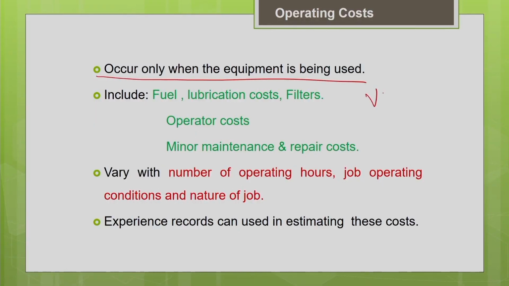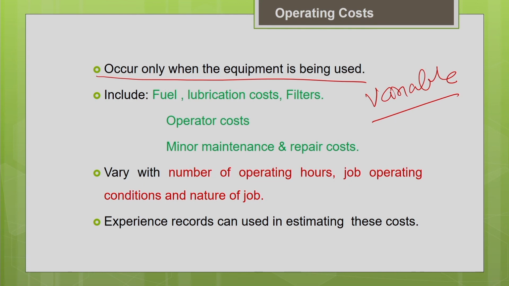This will be a highly variable cost. It depends upon the usage of the equipment. But your ownership costs are generally relatively fixed costs, fixed annual costs, every year. But the operating cost is highly variable, it depends upon the usage of your machine.